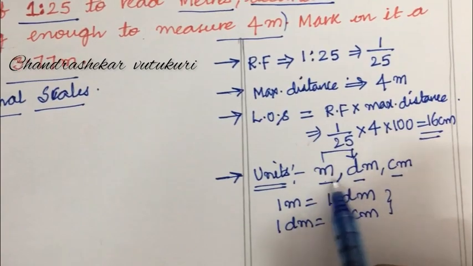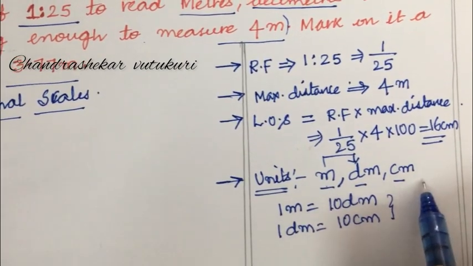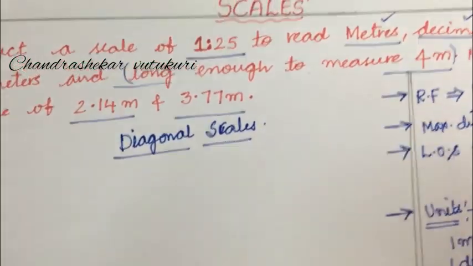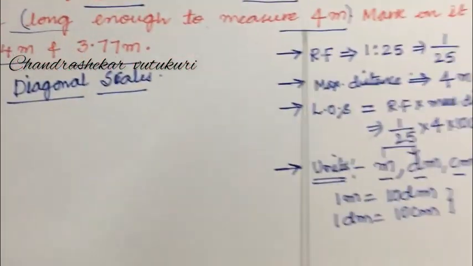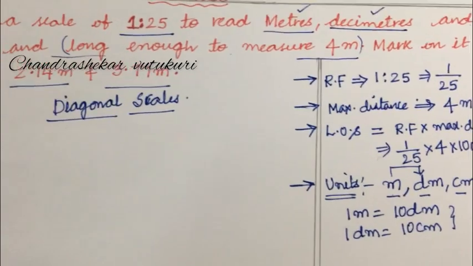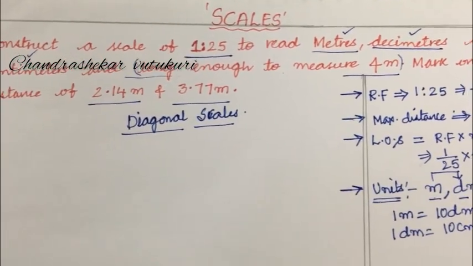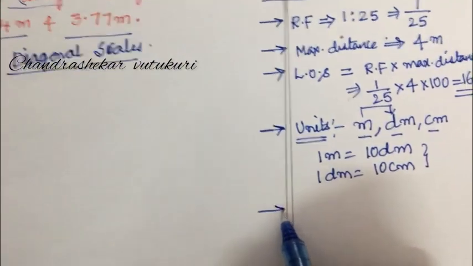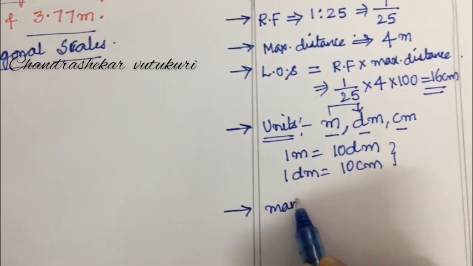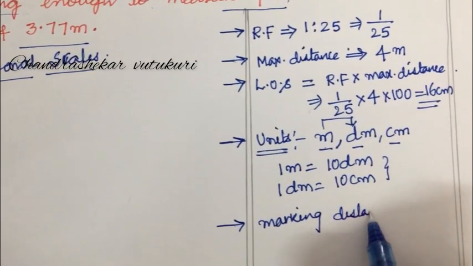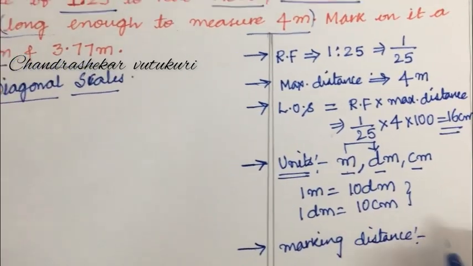So it can read up to the maximum of 3 consecutive units, where such type of scale is said to be a diagonal scale. I hope you got this. I am going to work out a few more problems to make you very clear about which kind of scale the given problem is. Later, I told you to work out the marking distance. So what are the different marking distances given here to plot on the scale?